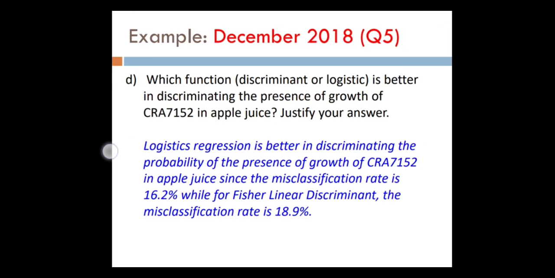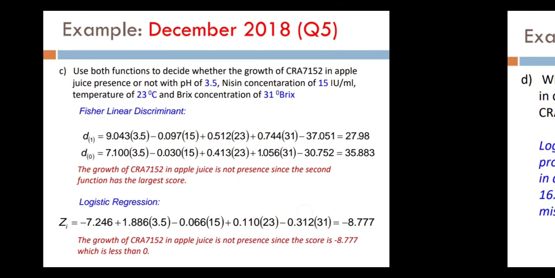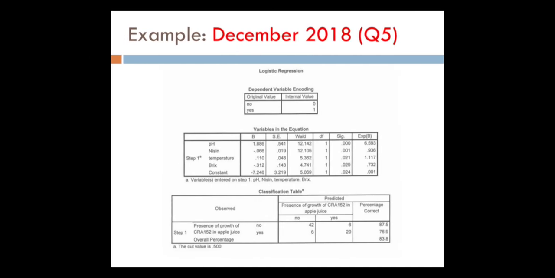Okay. So here it says logistic is better. Why? Because the misclassification rate for logistic is 16.2. Let's see, is it true? 16.2. This is for logistic. The overall percentage of correctly classified is 83.8. So 100 minus 83.8, you will get 16.2%.